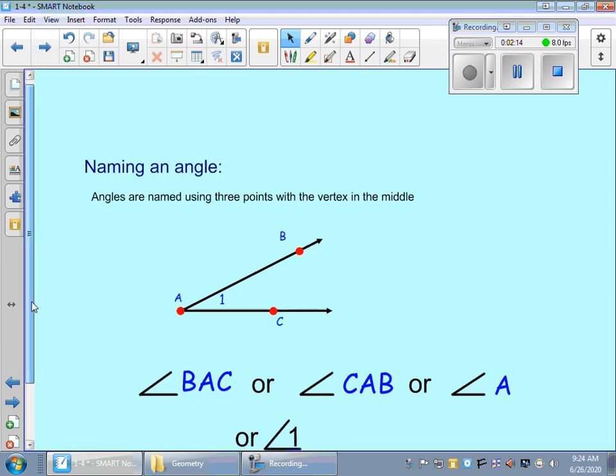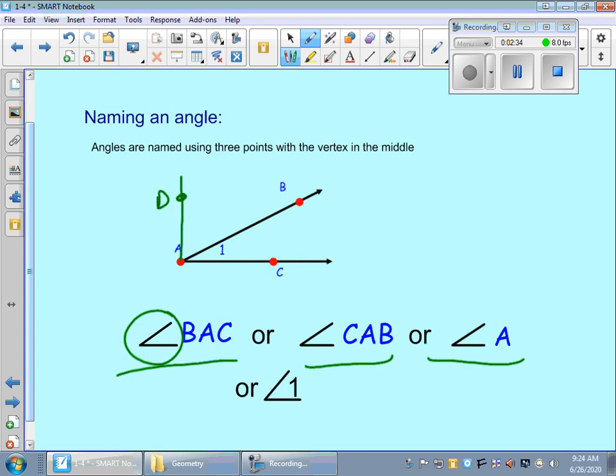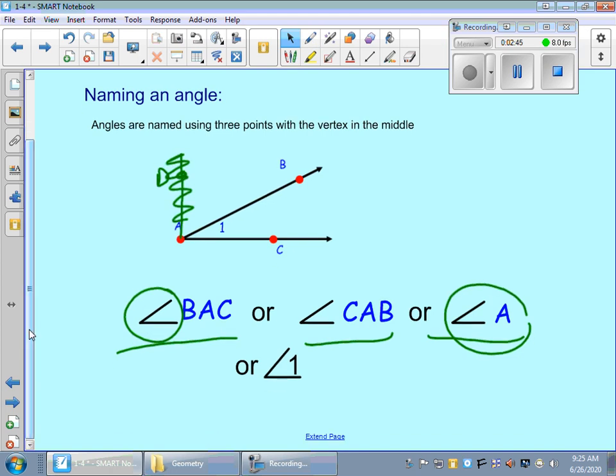So this is an example using the same thing just on a cleaner slide. In this example right here, like I said, we can call it, you put the symbol in front, angle BAC. Angle CAB. In this case, you can call it angle A, but if there was an extension or another line off of it like this with maybe a D, you could not use this. But in this case, you can, because we're going to assume this is not there. If there's a number there, that also is a way that you can name an angle. In this case, that's number 1. We call that angle 1.